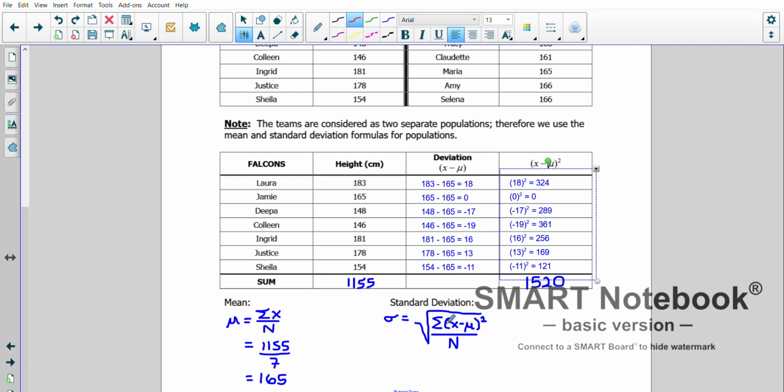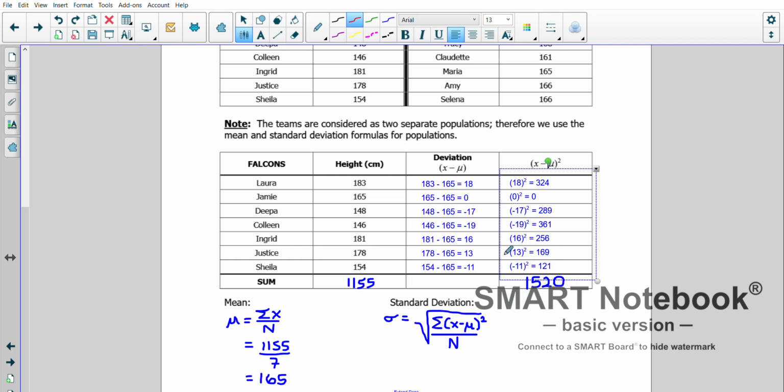So I've done this part of the formula. I've done all the deviations. Then what I want to do is square them. So I took 18 squared, 324, 0 squared, 0, negative 17 squared, 289. I take all these deviations and square them. These should all be positive values if I'm squaring them. So now I've done this part of the formula. I have all the deviations and I square them.